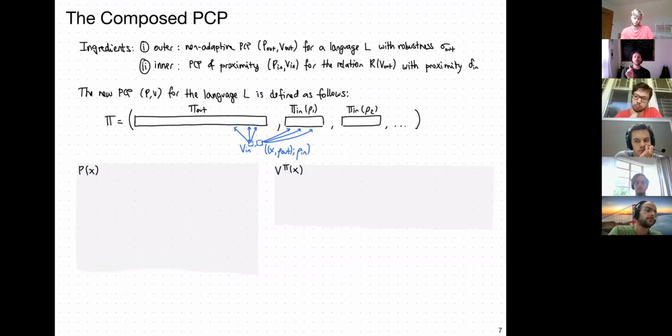No. So what I'm doing is the following thing. I'm defining the PCP. First of all, I only said that we have a non-adaptive PCP here, for the outer PCP. So this is this thing. It means that we're verifying everything by checking some points.